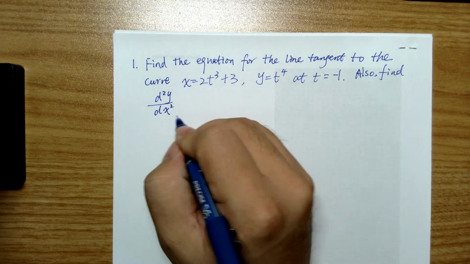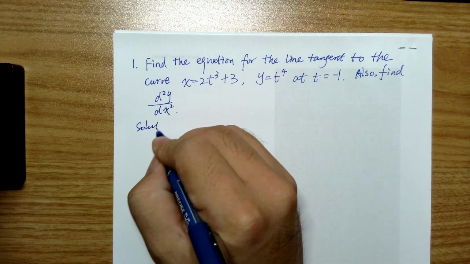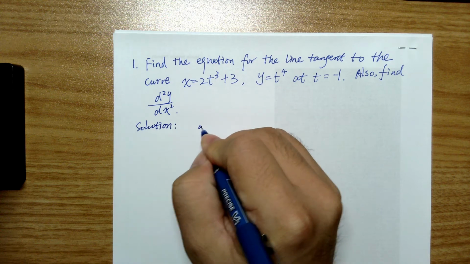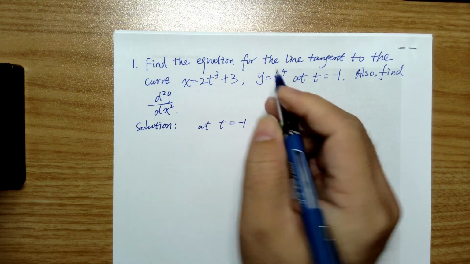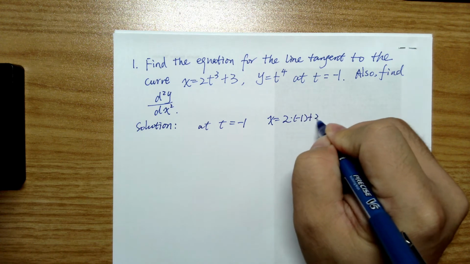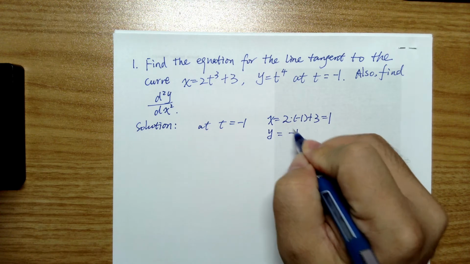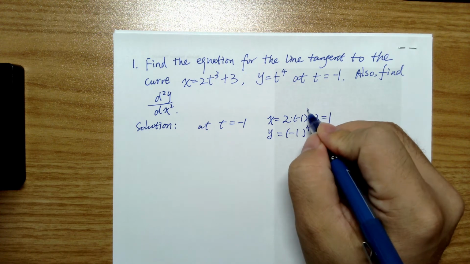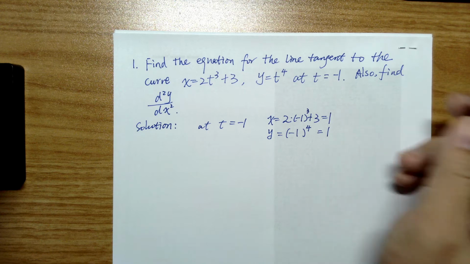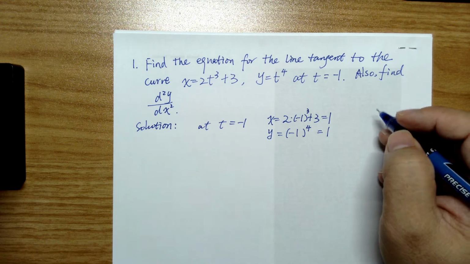So let's see the solution. At t equals -1, x equals 2 times -1 plus 3, which is 1. y is -1 to the power 4, which is also 1. So you can see that the point is (1, 1) here.